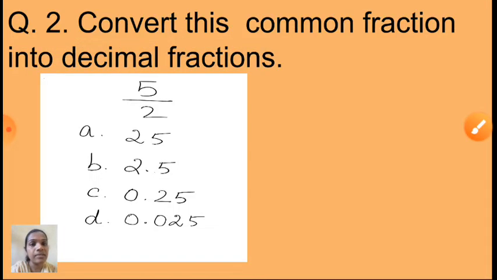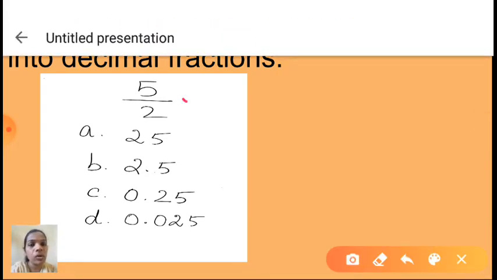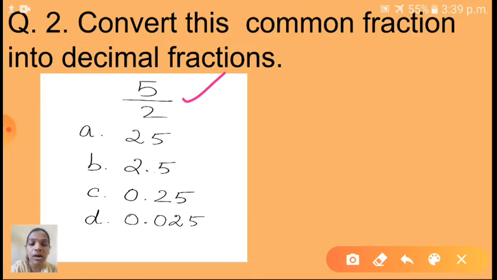Third one is, see here, convert this common fraction into a decimal fraction. See here, 5 upon 2. This is what? Common fraction. This common fraction you have to convert into a decimal fraction. Okay. So see here children, this 5 upon 2. As I told, in a decimal fraction, which number will come in the denominator? Yes, 10 or multiples of 10.